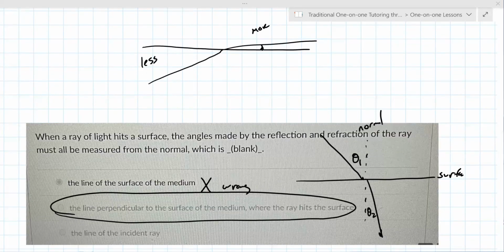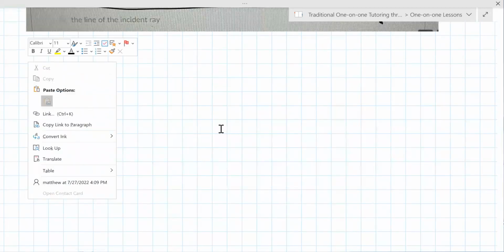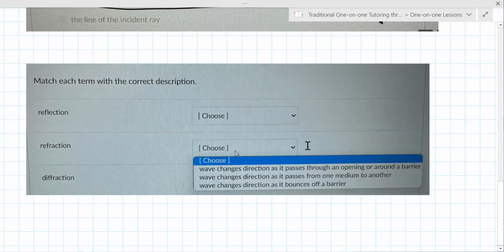All right, so let's go back to some other questions here. I feel like we did 4 before. Let's see here. Okay, so the reflection is when it bounces back. So it bounces off a barrier is a reflection.